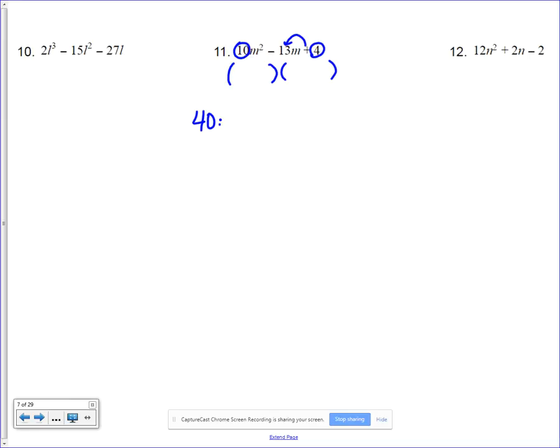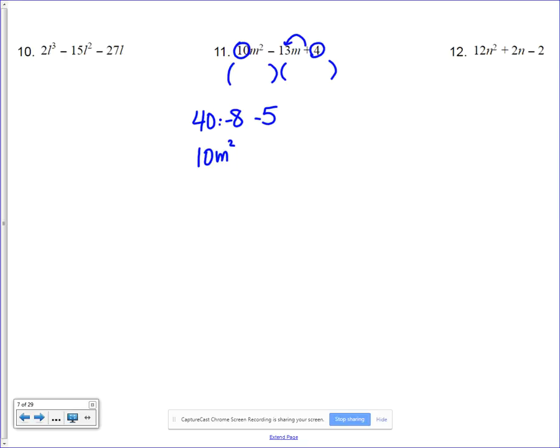Perfect. 8 and 5. Should my symbols be the same or different? Same, and they both should be negative. So I'm ready to make my 4-term problem. I will drop down the 10m squared. Now, folks, they're both negative here, aren't they? So does it matter which one comes first?